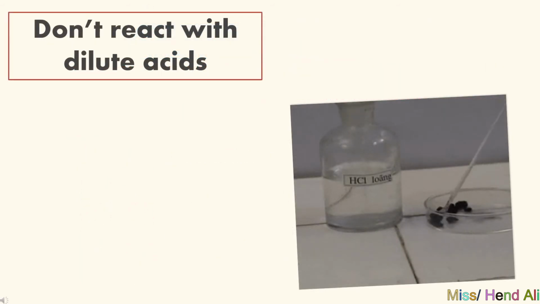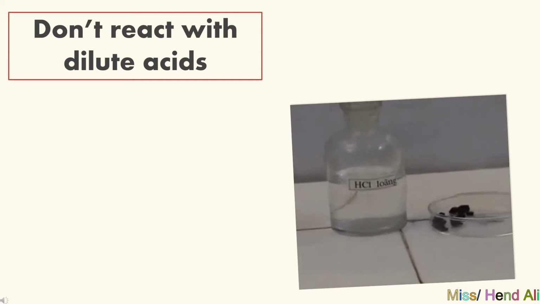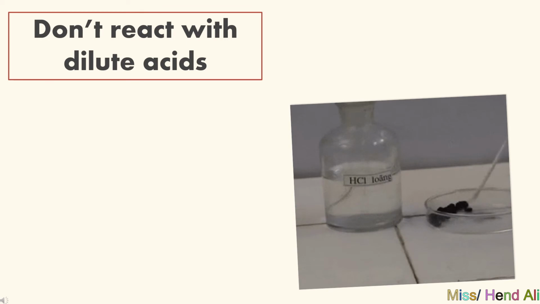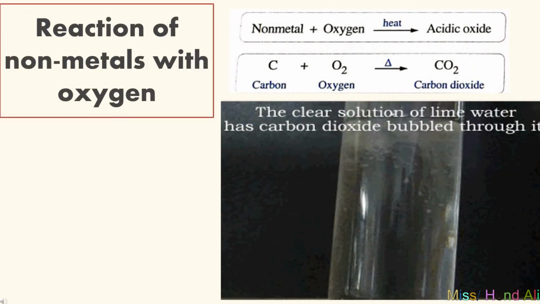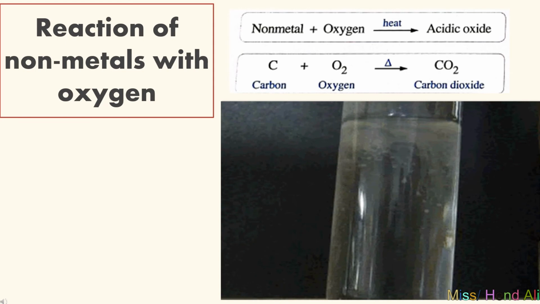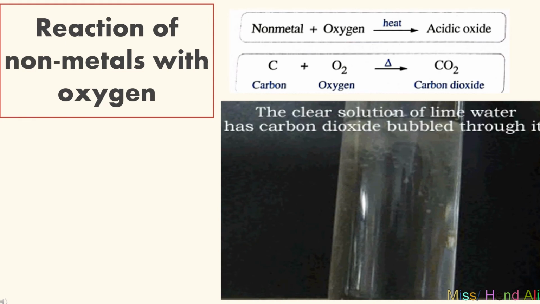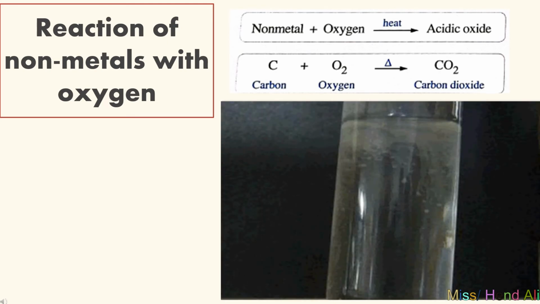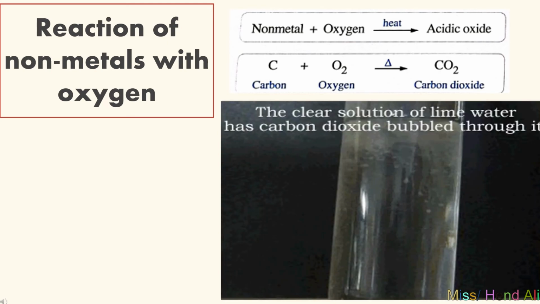Now let's talk about the reaction of non-metals with dilute acid. Do they react? No, they don't. Non-metals never react with dilute acids. The reaction of non-metals with oxygen. What should we do? We will bring a piece of coal and then burn it. And then what will happen? We will notice that carbon reacts with oxygen, and the result is carbon dioxide gas. And this triangle represents the heat we used.